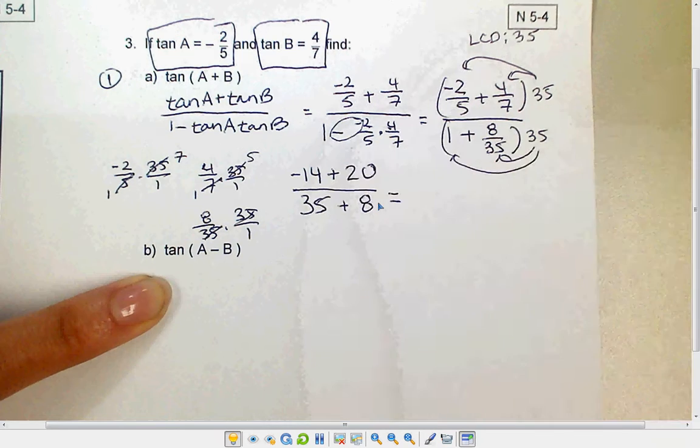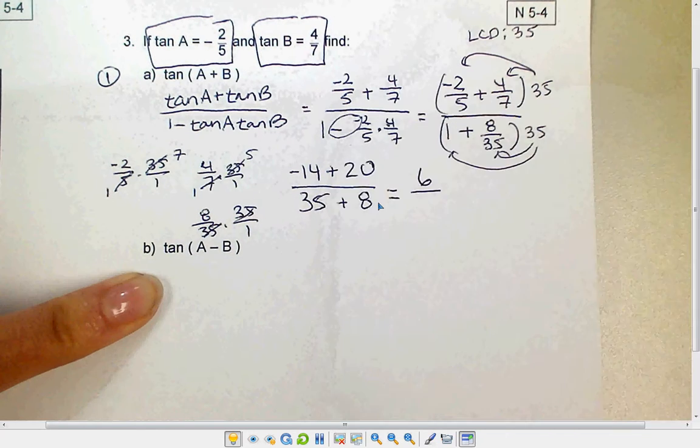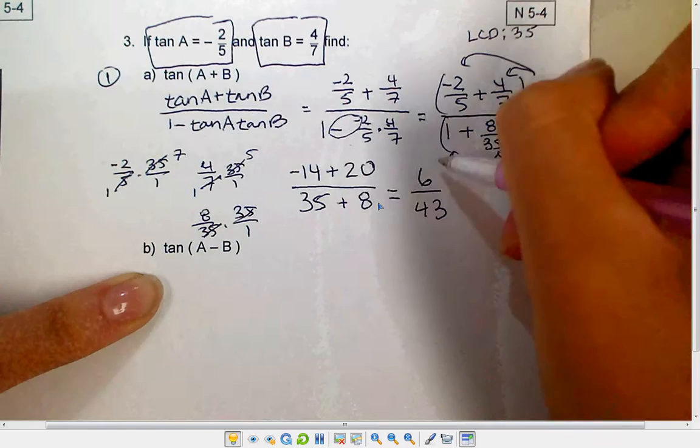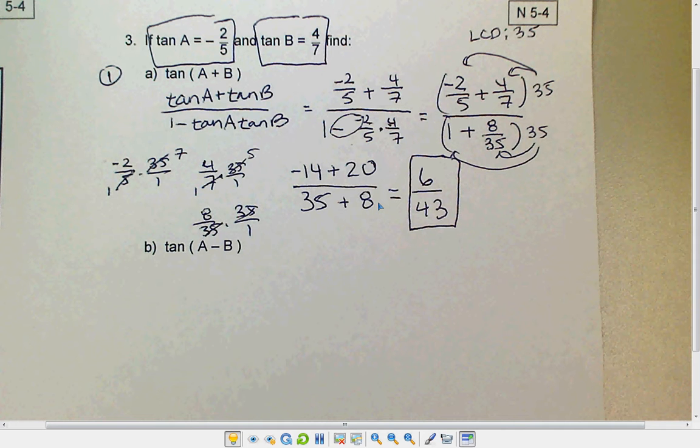So our last step is just to simplify. -14 plus 20 gives us +6. 35 plus 8 gives us 43. We can't simplify that any farther, so 6/43 is our final answer.